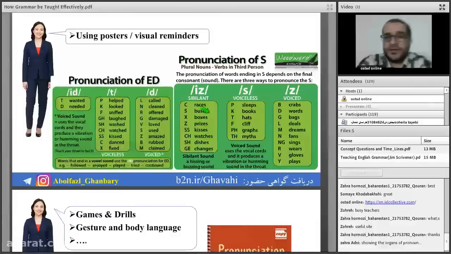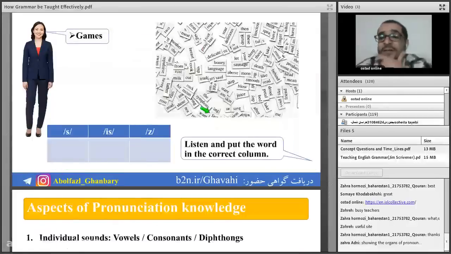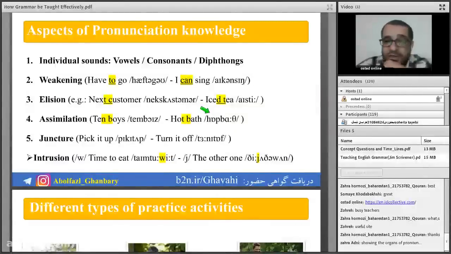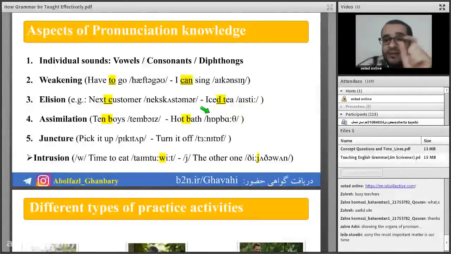About aspects of pronunciation knowledge. As I told you, we have segmental features and suprasegmental features. What we have here, like S at the end of the verb or ed at the end of the verb, they are segmental features because we just have vowel, consonant or diphthong, not more. But here, we are beyond the individual sounds. We call them suprasegmental features.